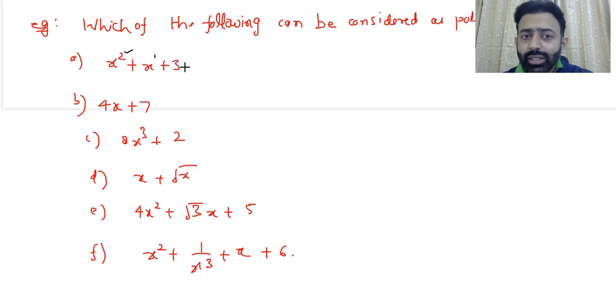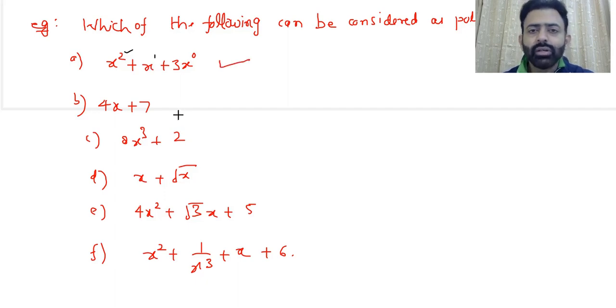Here you can't directly see an exponent, but yes, the variable is hidden. It is written as x raised to power 0, meaning 3 is just multiplied by 1, and that 1 is written as x raised to power 0, right? So here all the 3 terms contain variables, and the last term has the variable x whose exponent is 0.